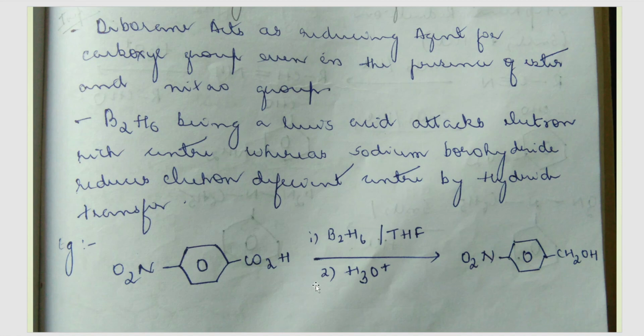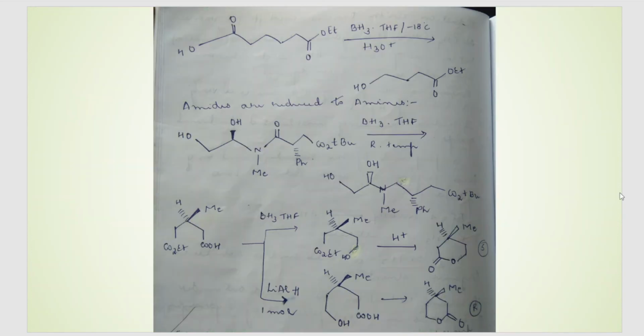So here you can see one of the examples. There is a carbonyl group present, COOH. So we studied that it selectively reduces the carboxylic acid groups or carbonyl groups present in the organic compound. So COOH is reduced to CH2OH. Same way, here in this example, you can see there is a carbonyl group that is present. It is selectively reduced by the diborane species, and amides are reduced to amines.